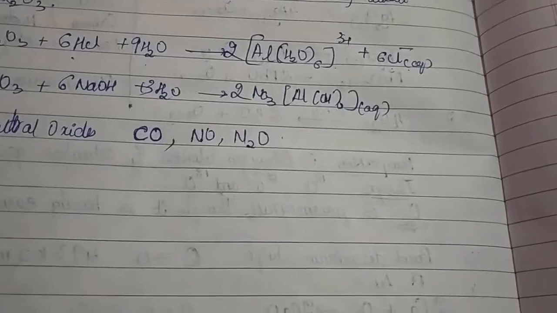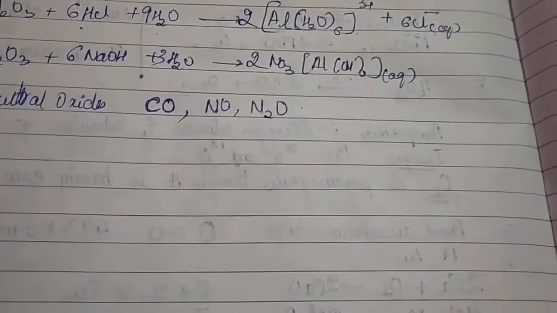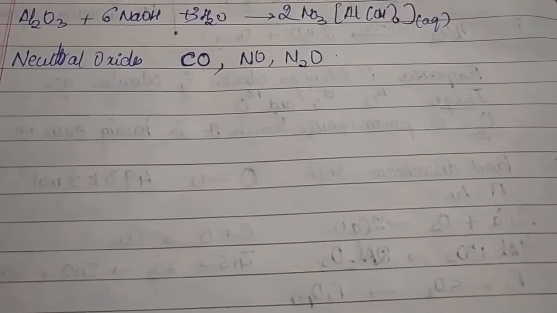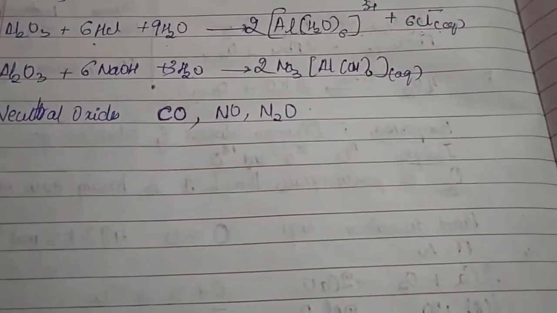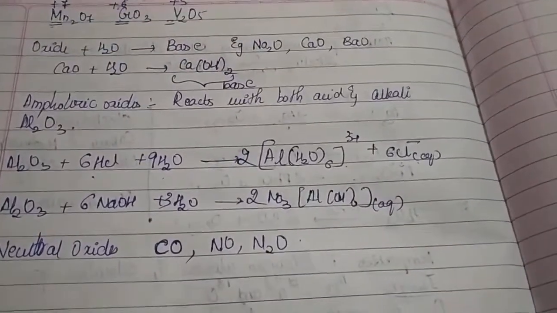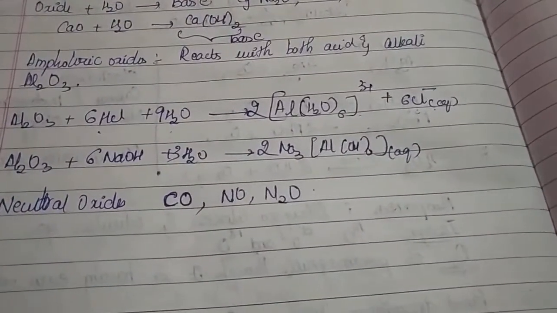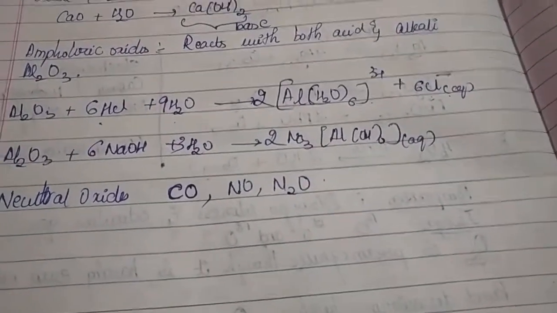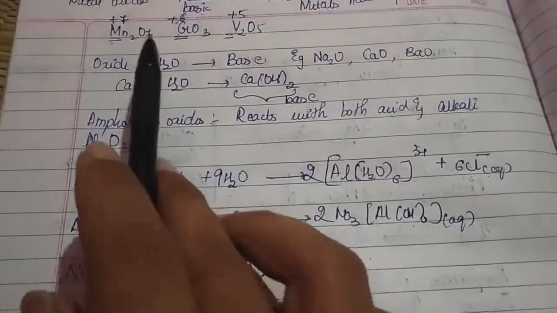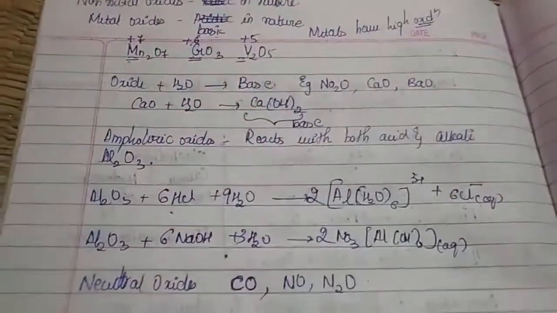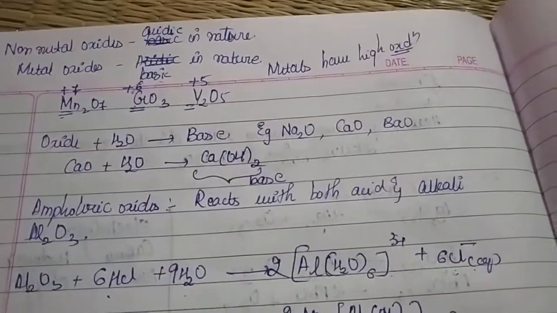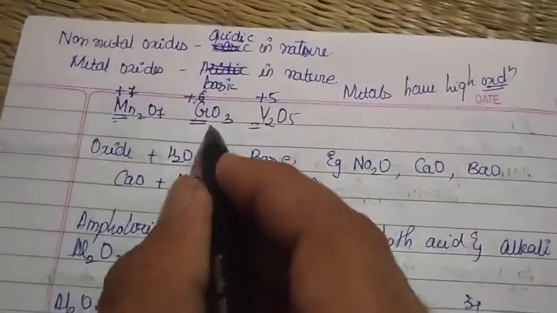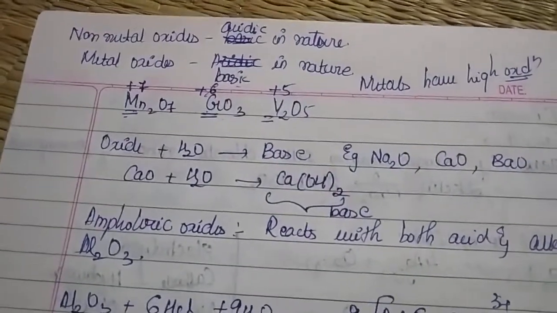Of course, a general rule which we came to know is that metal oxides are generally basic in nature, whereas non-metal oxides are acidic in nature. But there was a slight exception. Whenever metals are in a high oxidation state, such metal oxides are also acidic in nature. The common examples we have seen are Mn2O7, CrO3 and V2O5, where the respective metals are in the higher oxidation state.